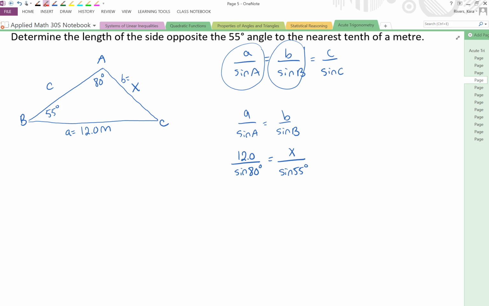So at this point I can see that I'm solving for x, so I need to get rid of that sine 55. You can think of cross multiply and divide, or you can say, well, I'm dividing by sine 55, so if I multiply both sides by sine 55, that would cancel there, and then I would have this side times sine 55. Okay, now I can put that on my calculator in one shot. I've got x is equal to 12 times sine of 55 degrees all over sine of 80 degrees. Let's see how we can put this in our calculator in one step.